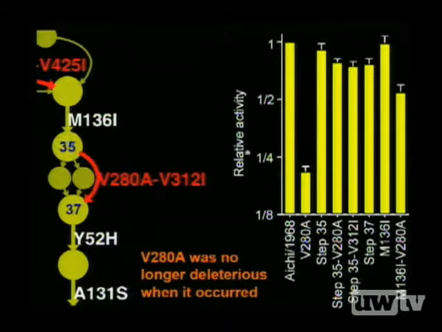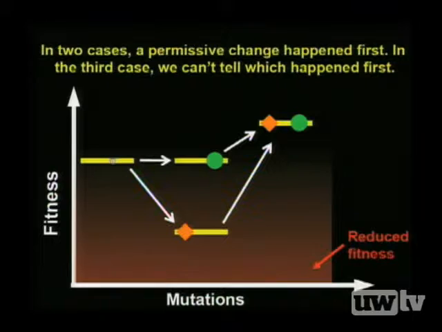And in fact, it turns out the mutation that occurred directly before that change, this mutation M136I, can largely rescue the effect of V280A. So again, there were changes before the occurrence of this epistatically constrained CD8 T cell escape mutation that allowed it to occur. So to summarize what happened, in two cases, we can definitively say that evolution proceeded like this. There were what I'm going to call permissive changes, which are represented by this green circle, so mutations which in and of themselves had no real effect, but enabled the virus to tolerate an otherwise deleterious mutation. So two of three cases definitely went like this. In the third case, we simply don't have enough evolutionary information to tell if it happened like this or if it happened like this.